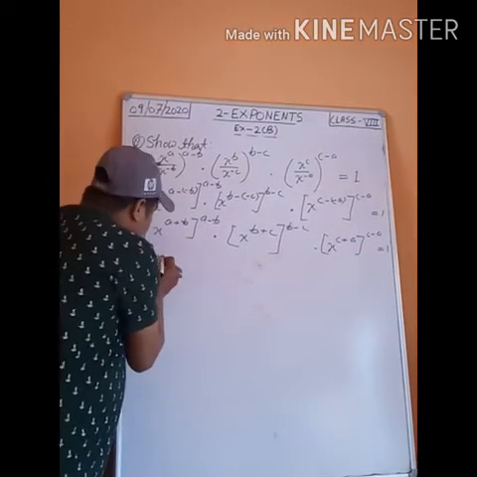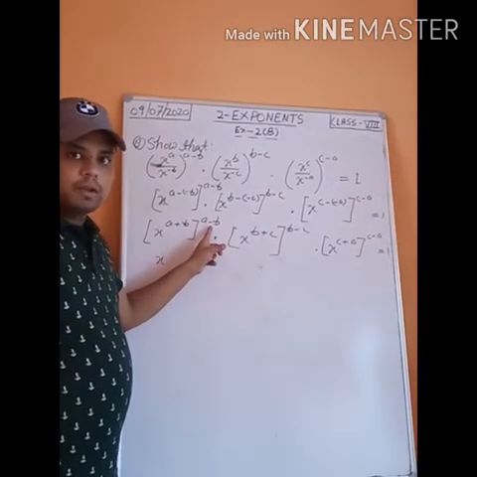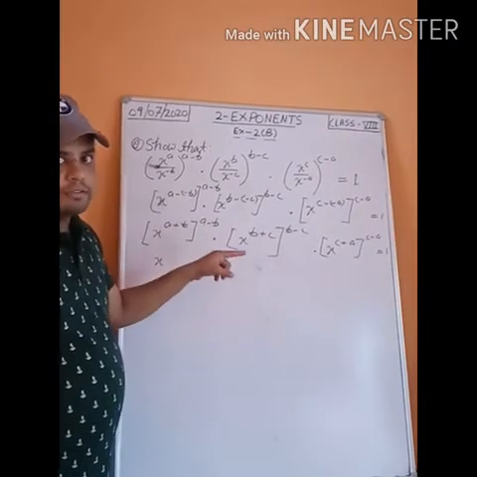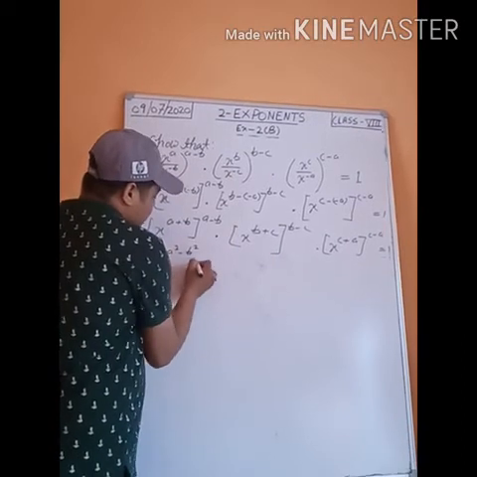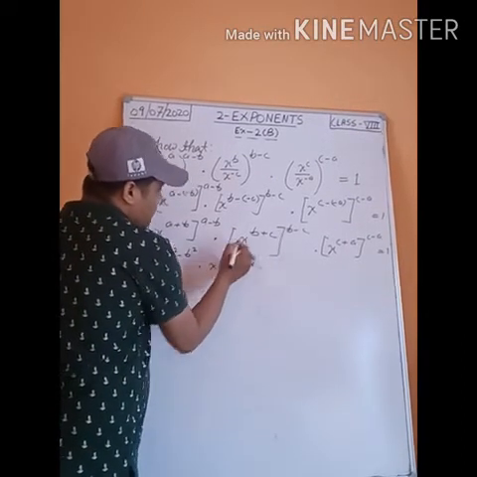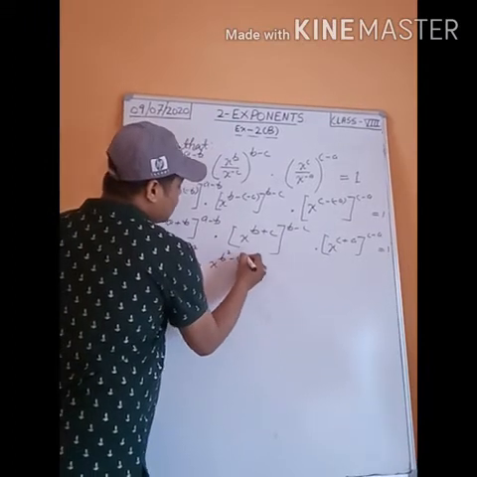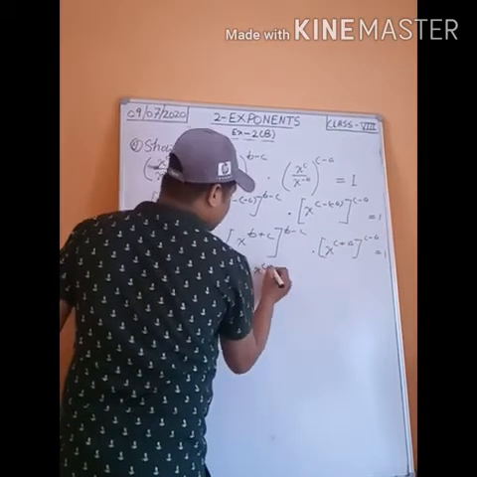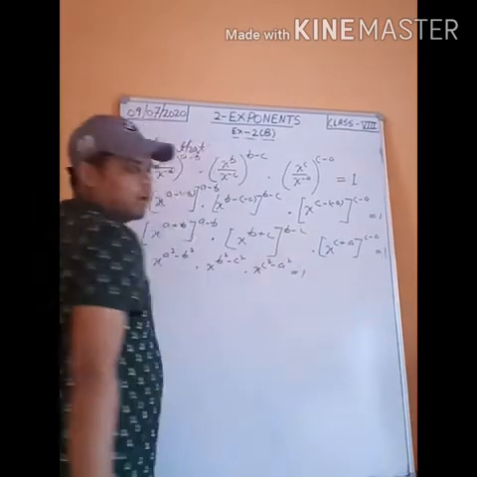X raised to the power a plus b, a minus b. We will multiply a plus b, a minus b. It means a square minus b square. So a square minus b square. Then multiply x raised to the power b plus c, b minus c, which is b square minus c square. Multiply x raised to the power c plus a, c minus a, which is c square minus a square, is equal to 1.